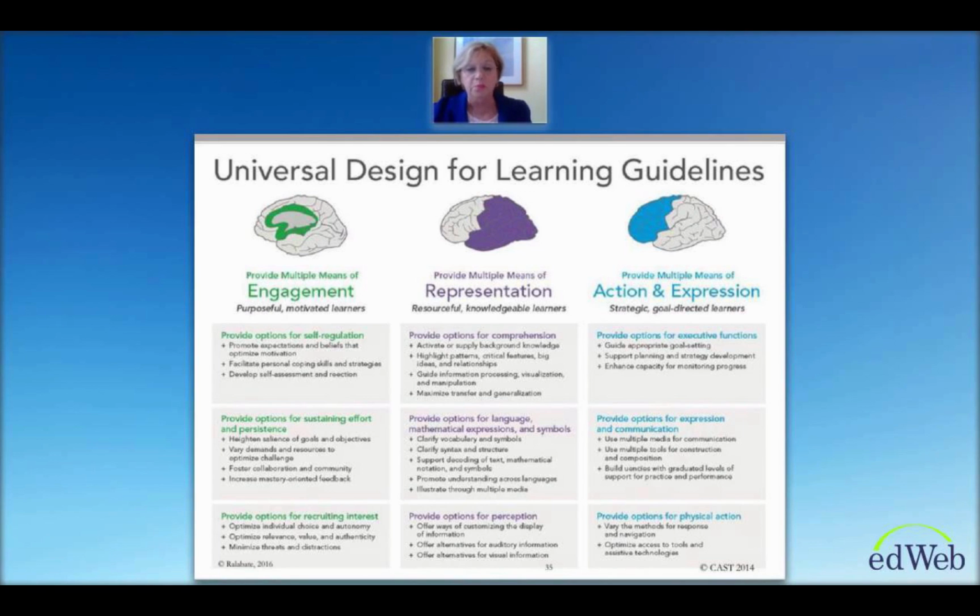And then the third principle really addresses the strategic networks, the networks in the front of the brain that help us to organize our learning, to express and communicate what we know. Those are networks that exist within our organizational system, the part of the brain that helps us to organize and express ourselves. And the UDL principle that addresses the strategic networks is the principle of action and expression.